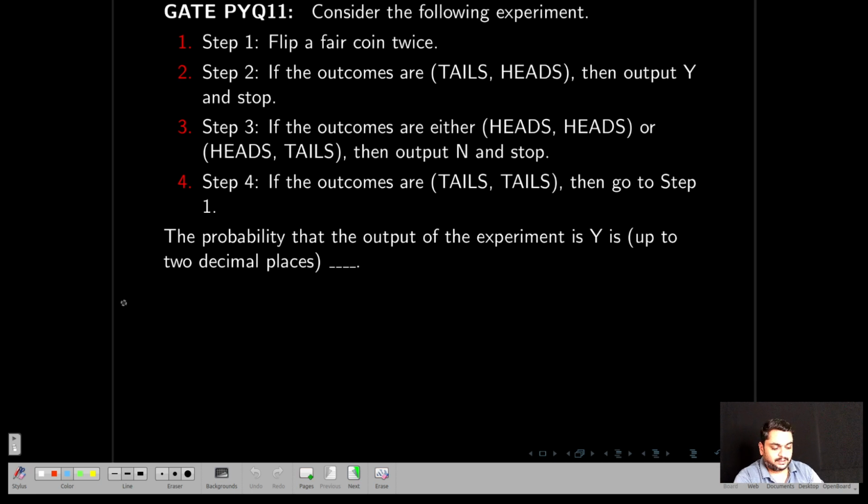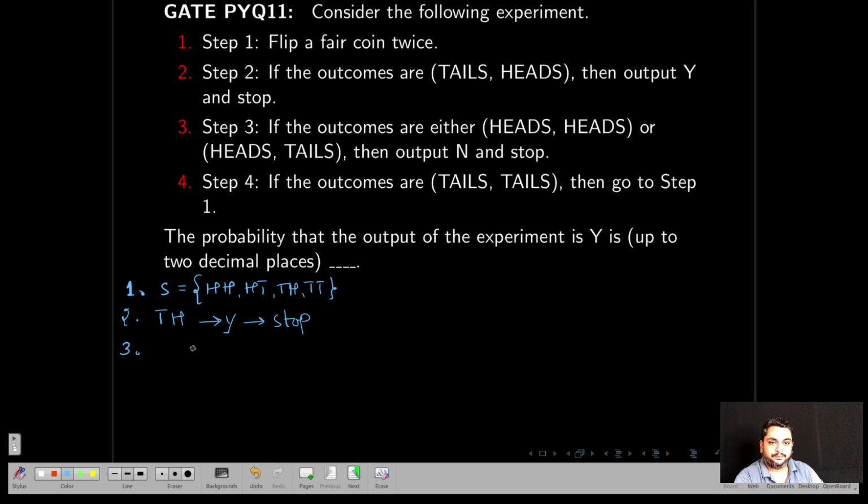Okay, so let us say step 1, what they are saying in step 1, flip a fair coin twice. So what will be the outcome? Let us write the sample space. If I flip a fair coin twice, it can be head head, head tail, tail head, or tail tail. Now second step, if the outcome is tail head, then output Y and then stop.